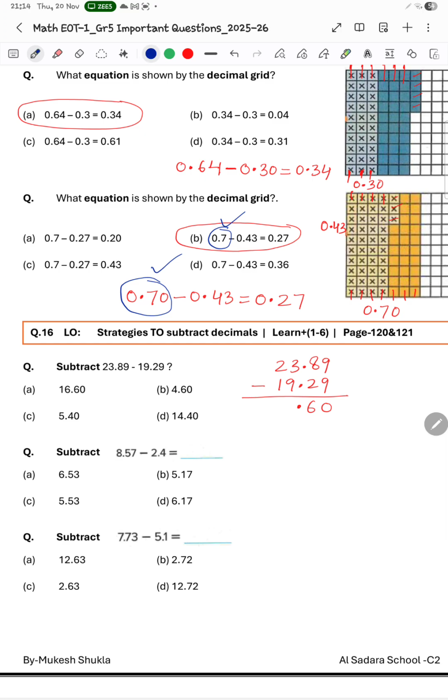Now here 3 minus 9. We can't. So I will take 10 from here. It will become 1. And this will become 13. So 13 minus 9, this will be 4. And 1 minus 1 will be 0. So my answer will be 4.60. This is correct. Okay. Next question.